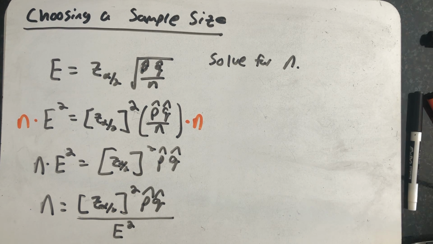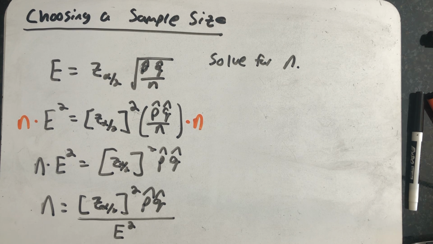So, if we find values to plug in for z sub alpha over 2 squared, well, that's easy. That's associated with a confidence level. So we pick a confidence level, we know what to plug in there. We have to talk about what to plug in for p hat and q hat, because we haven't done the study yet, so we have to figure out something to plug in there. And then we choose a margin of error. We say we want our margin of error to be no more than 2% or 3%, and we use that in this calculation. Well, the p hat and q hat are harder to know anything about.